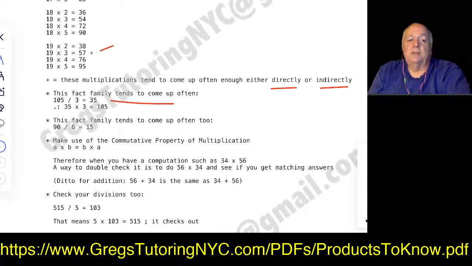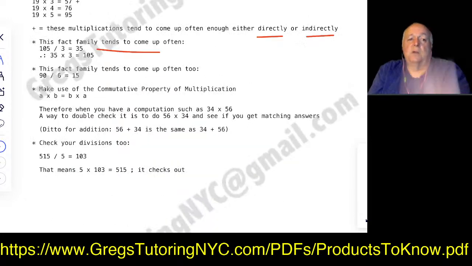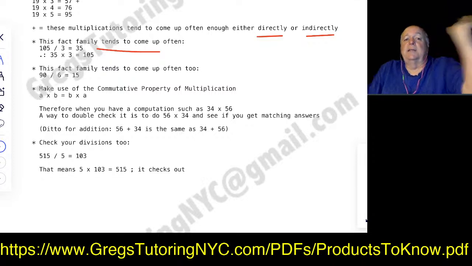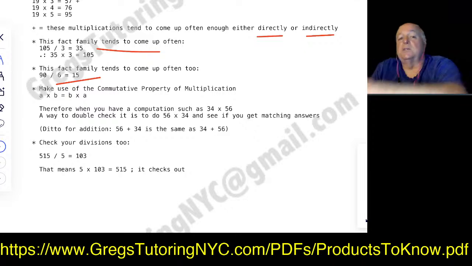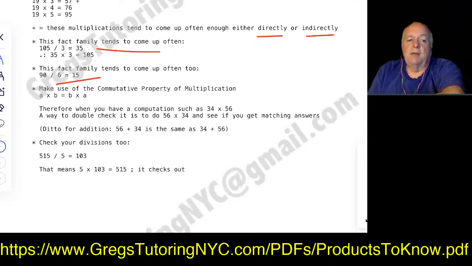90 being 6 times 15 also comes up a lot. And that should leap out at you, right? If they give you a rectangle with a width of 6 and a length of 15, you're done. The area is already 90, right? This is something you guys should know. And remember your commutative property of multiplication, that A times B is the same as B times A, all right?